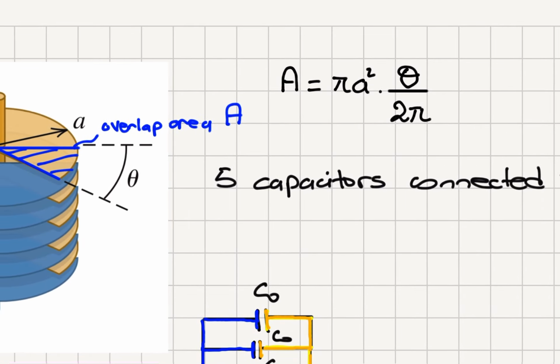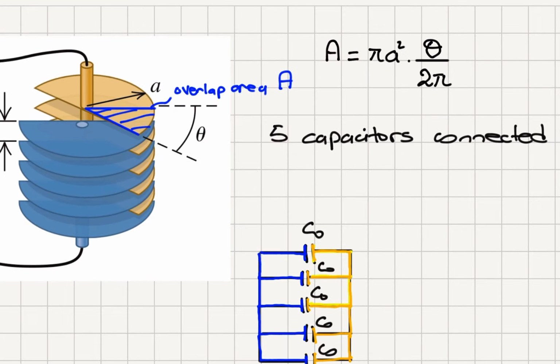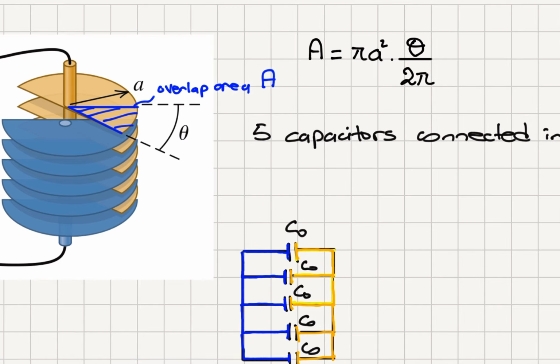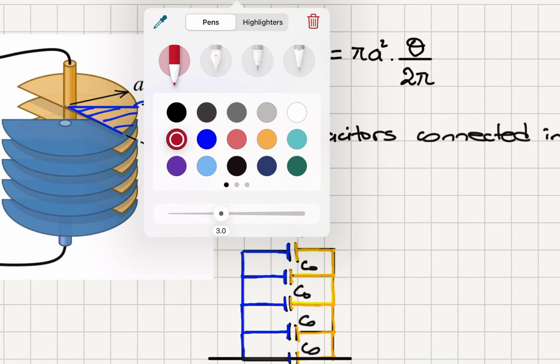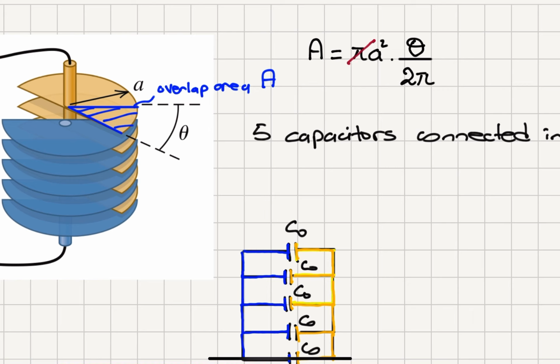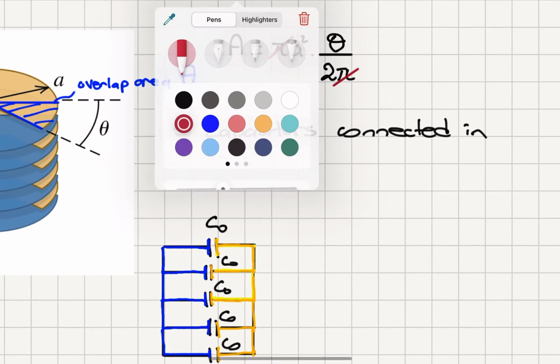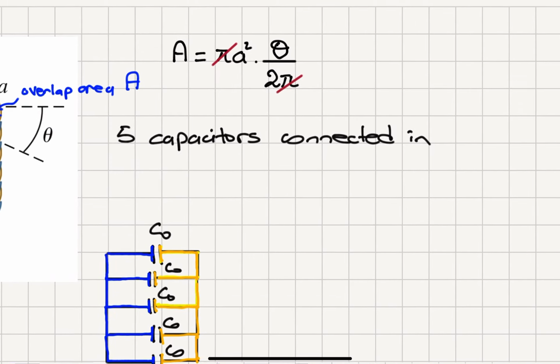So you can see the full area of this circle is pi a squared, but for this portion of it, we have theta divided by 2 pi. That's the fraction of the area that is going to overlap with the other plate. So that's pi a squared times theta over 2 pi. So you can see that these pi's cancel, and the overlap area becomes theta a squared over 2. What is the capacitance between these two plates?